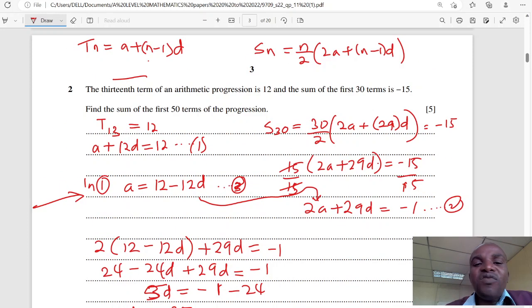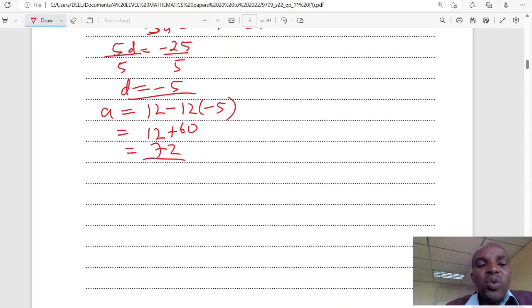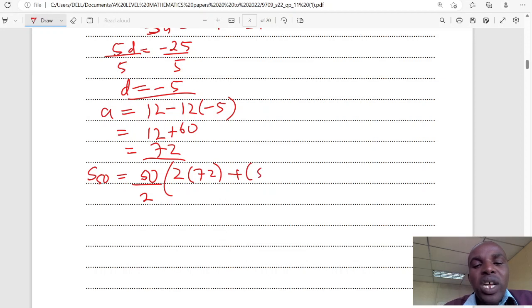Now we are being asked to find the sum of the first 50 terms. That's S 50. We have your A and your D. So S 50 is equals to 50 over 2, then 2 times A, which is 72, then plus n minus 1, that's 50 minus 1, times the common difference, which is negative 5. Like this. Then that's the method of simplifying the items.